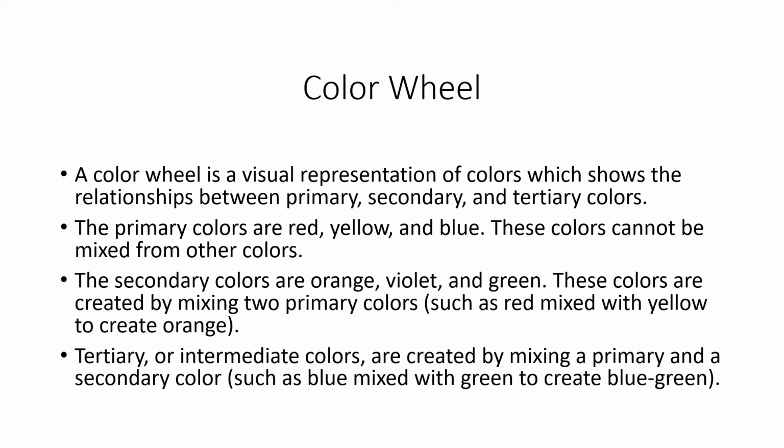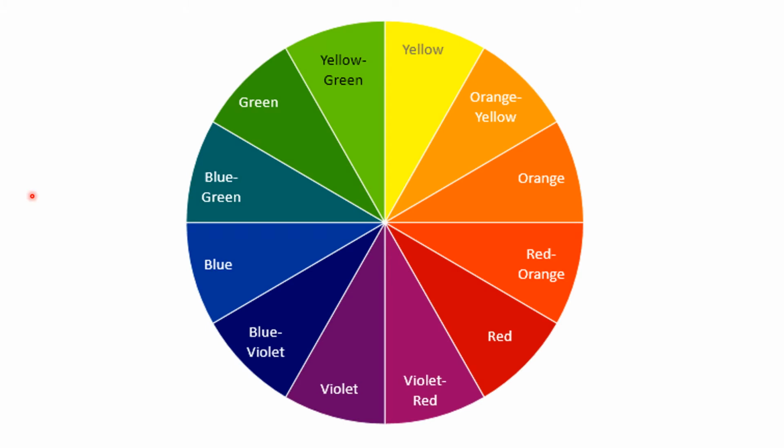Tertiary or intermediate colors are created by mixing a primary and a secondary color, such as blue mixed with green to create blue-green. In this example of a color wheel, we see the primary colors, secondary colors, and tertiary or intermediate colors.